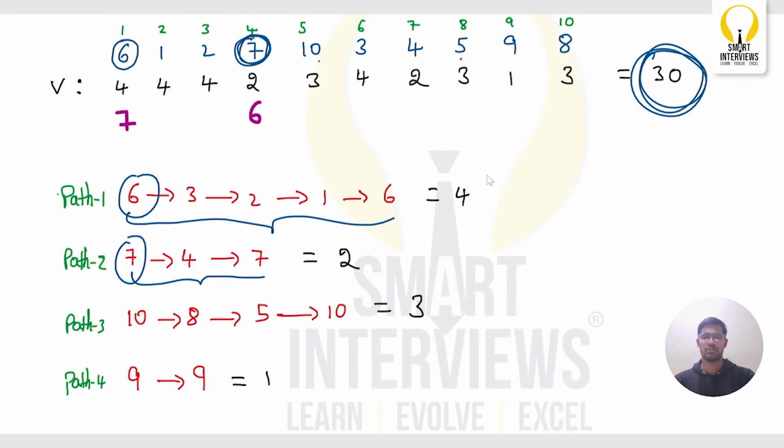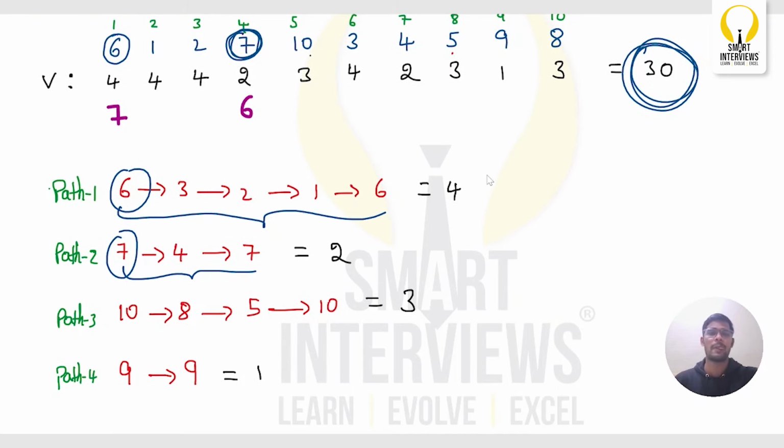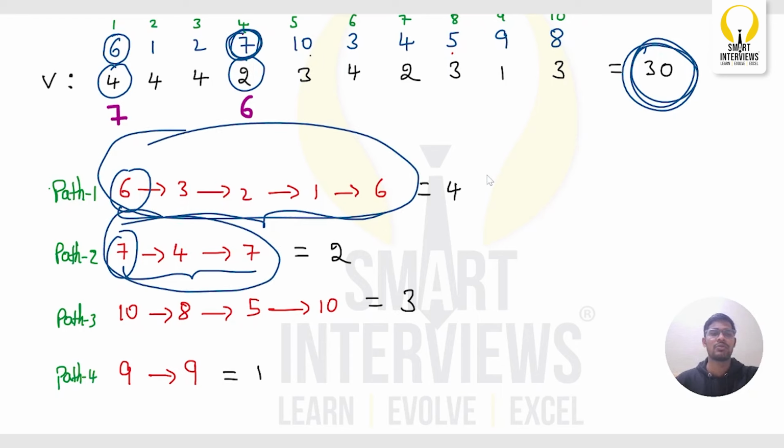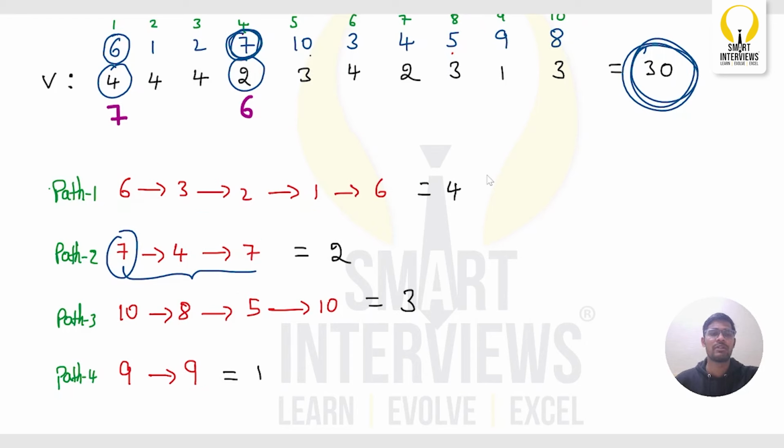When you swap this, what's the cost of this operation? The cost is 2 plus 4, nothing but the length of path 1 plus the length of path 2, because you're taking one element from path 1 and one element from path 2. So when swapping one element from each path, the cost is the length of path 1 plus the length of path 2.